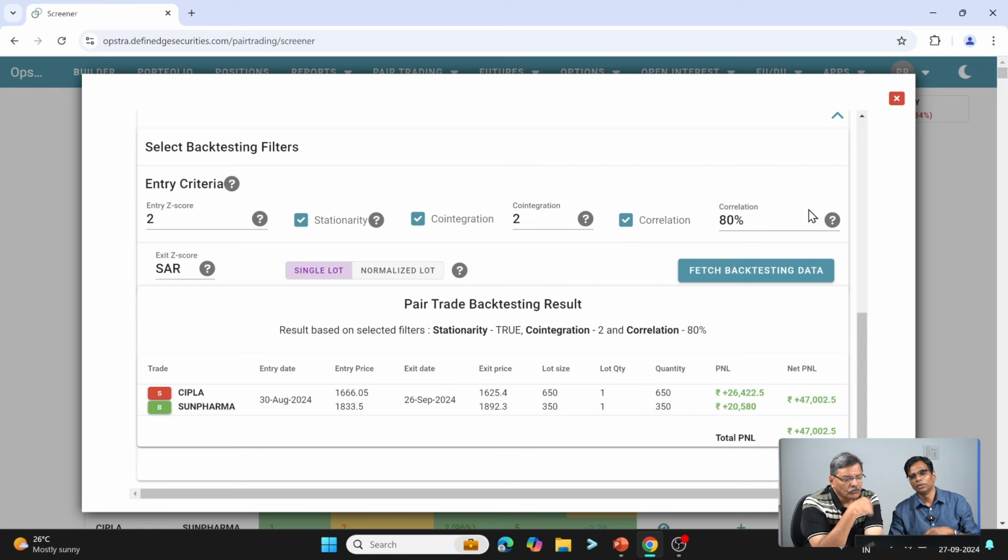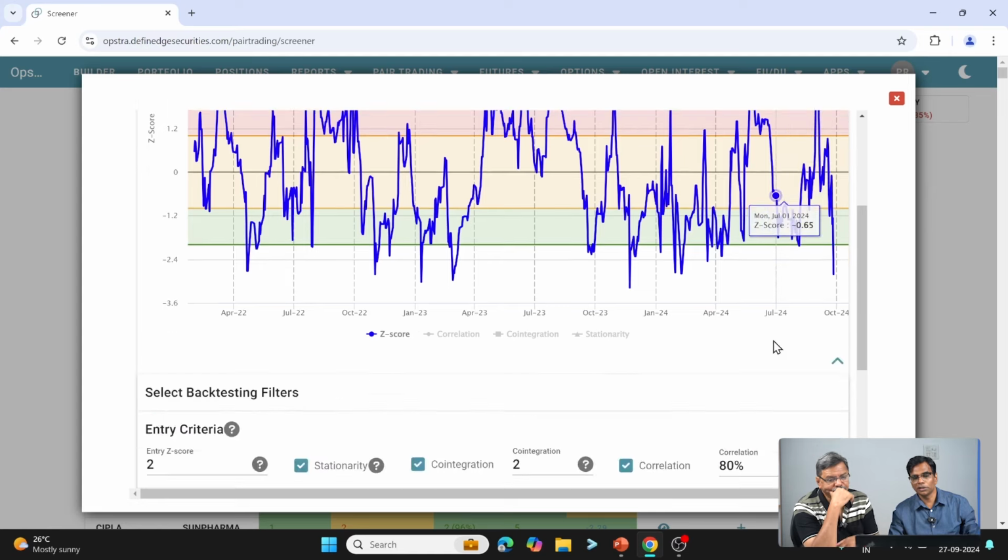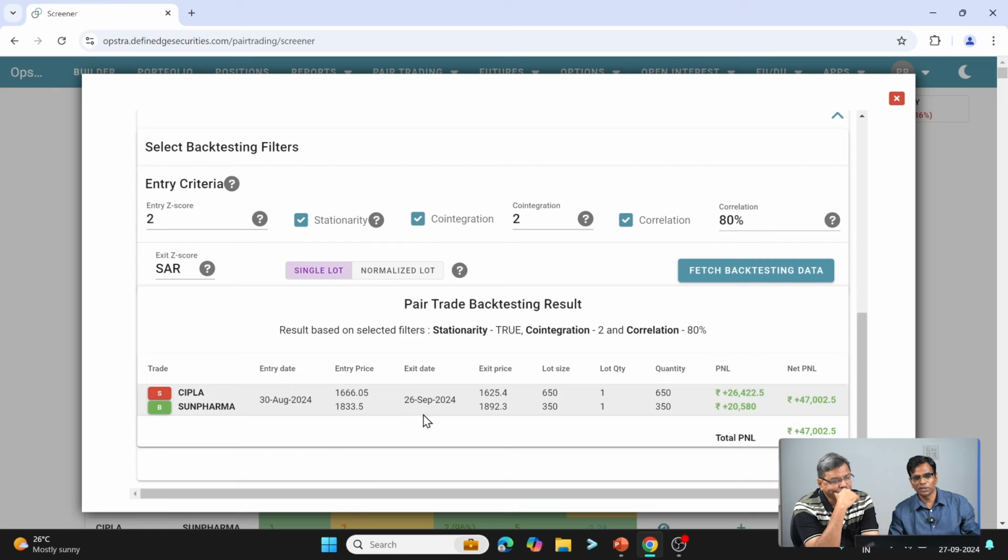Just to explain the backtest results: Cipla entry date, entry price for each of them, exit date, exit price for each of them, lot size, lot quantity, PNL, individual and total PNL. What was the PNL for Cipla, what was the PNL for Sun Pharma, and that's the total. So here the entry happened somewhere here, August 30. And in this case, it is just 26 days. Because we explained the entry, I don't think we have talked about the exit.